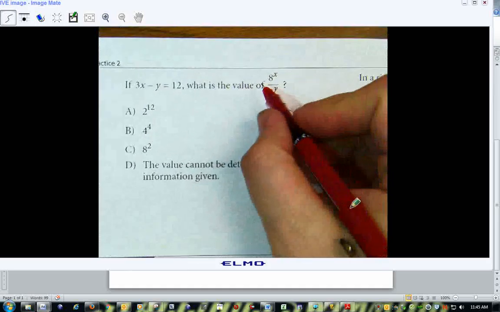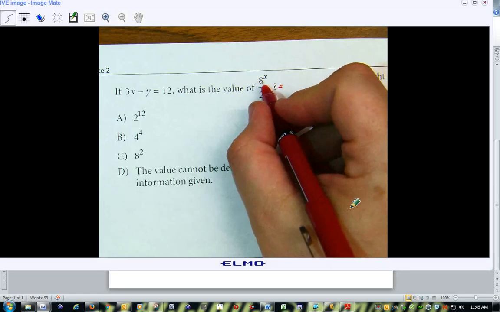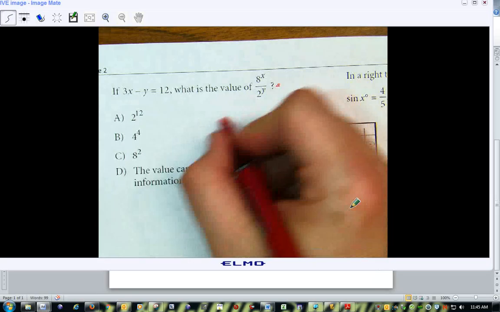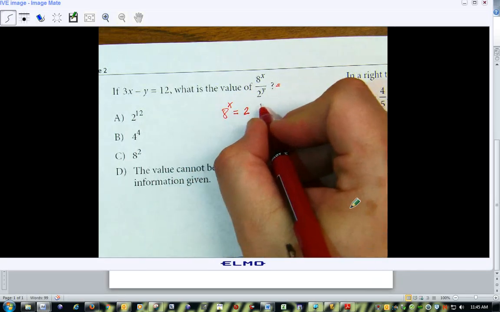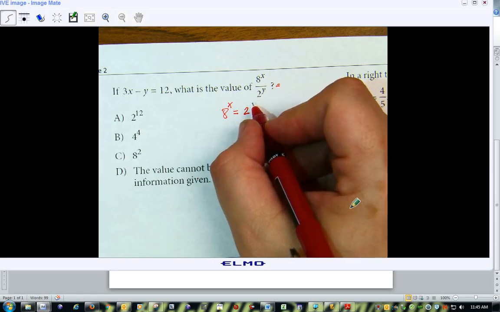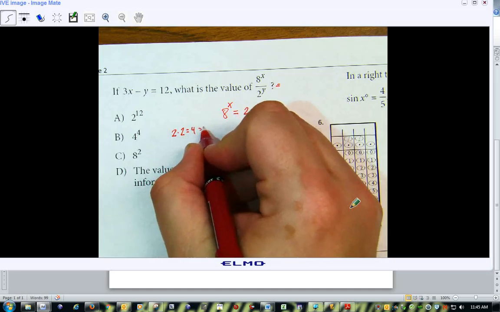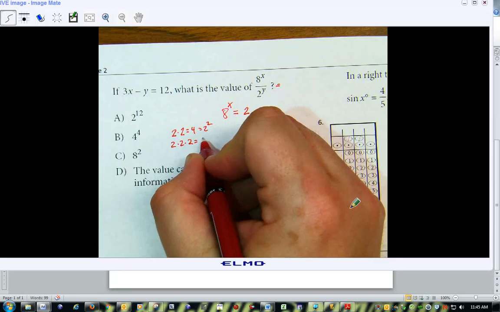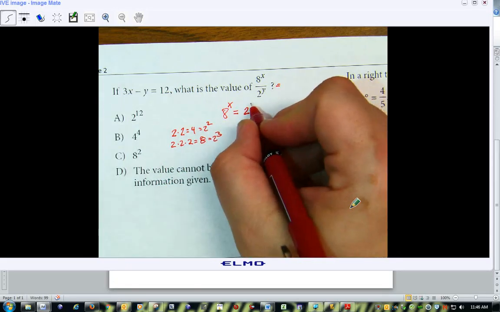Now, here's the case. You see how there's an 8 to the x and a 2 to the y? Can I take 8 to the x power and change this into 2 to some power? Yes. What's 2 times 2? All right, so that's 2 squared. So what's 2 times 2 times 2? 8, which is 2 cubed. So 8 is really 2 cubed raised to the x power. So that's 2 to the 3x, isn't it?